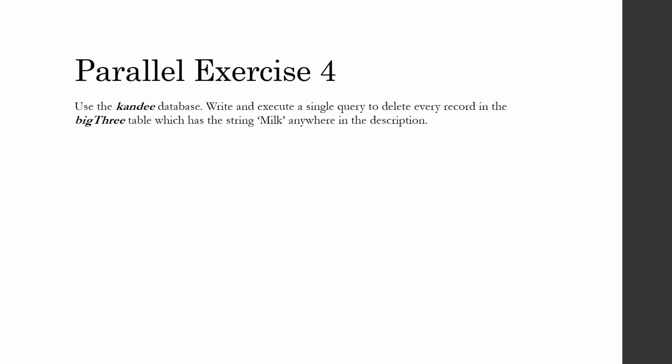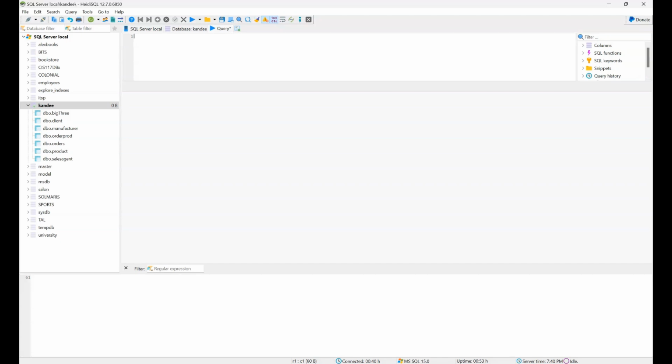Parallel exercise 4. Use the Candy database. Write and execute a single query to delete every record in the Big 3 table which has the string MILK anywhere in the description. Parallel exercise 4 requires us to delete one or more records, and the time-honored way of doing a delete is to cautiously start by first doing a select, inspecting what the select generates, and confirming that that is what you intend to be deleting. Then just change the select statement to a delete statement. Let's see how that goes.